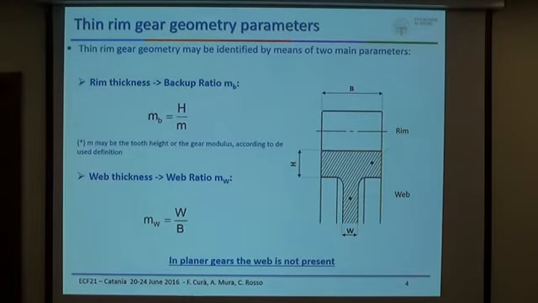Thin ring gears, or lightweight gears, as you want to call them, are geometrically identified by two main parameters: the ring thickness, given as the backup ratio, that is the ratio between the ring thickness and the modulus or the tooth height, and the web thickness, given by the web ratio, that is the ratio between the web thickness and the face width. So this is a general thin ring gear. In planet gears we don't have the web, so we define the planet gear just with the backup ratio.